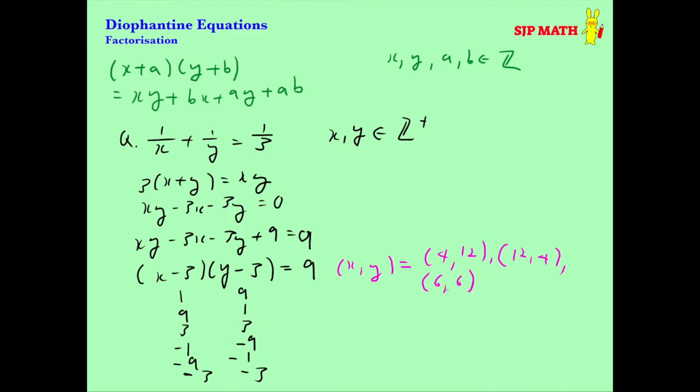And then we can look at the other cases. If y minus 3 is equal to negative 9, then y is gonna be equal to negative 6, which will violate this case. And similarly, x minus 3 cannot be equal to negative 9. And if x minus 3 is equal to negative 3, then x is equal to 0, which again violates this case. So these ones don't work. These are the only possible solutions.